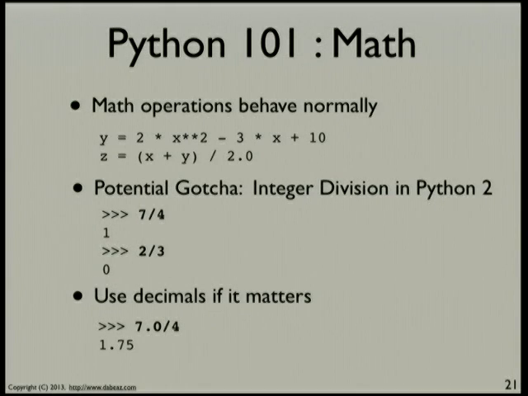If you want to do math, Python behaves normally. Python is not violating the rules of algebra or anything like that. You just do normal math operations. There is one potential gotcha for doing calculations, which is the fact that integer division truncates. So be a little bit aware that if you're doing a calculation like 7 divided by 4, it's going to drop down to 1 and not give you 1.75. So that's one little caution.